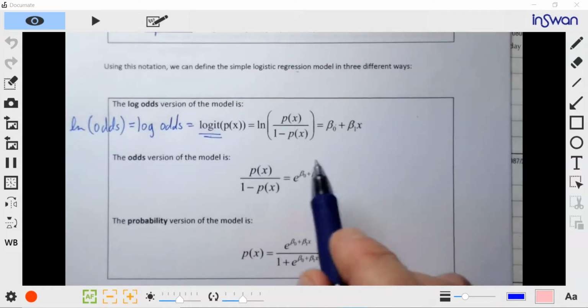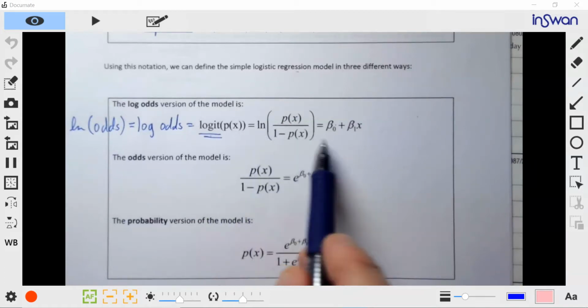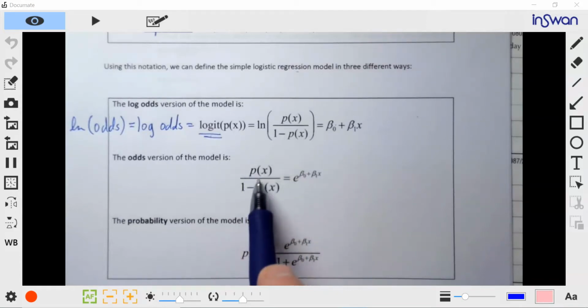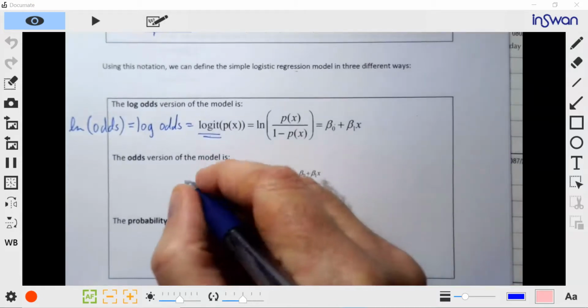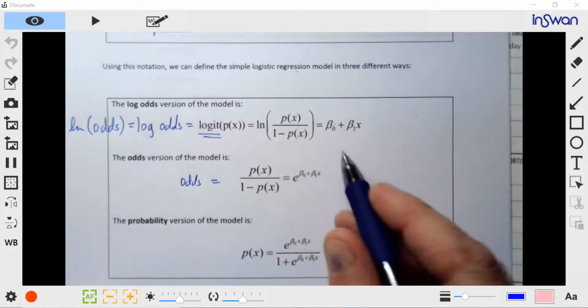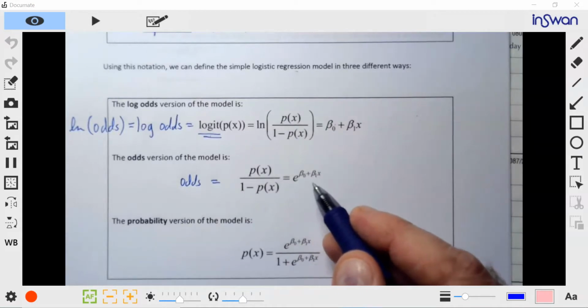Okay. We can exponentiate both sides. If we take e to the both sides, the exponential of log cancels out, so we just have p of x over 1 minus p of x. This is the odds at x. And then we just exponentiate the linear function, e to the beta 0 plus beta 1x.